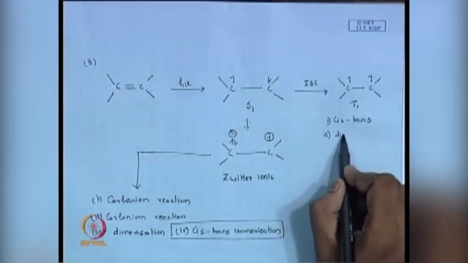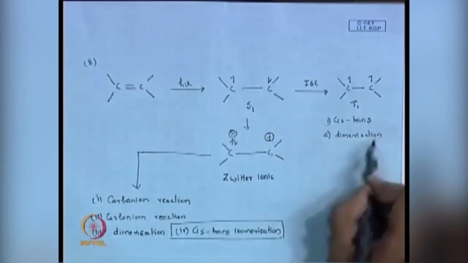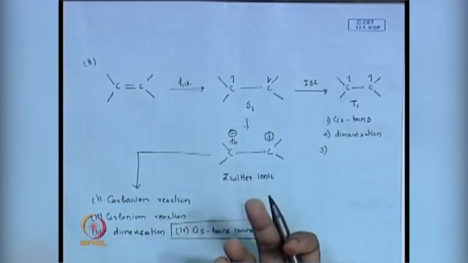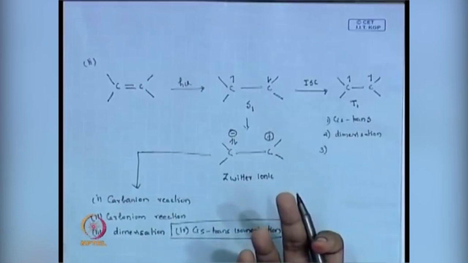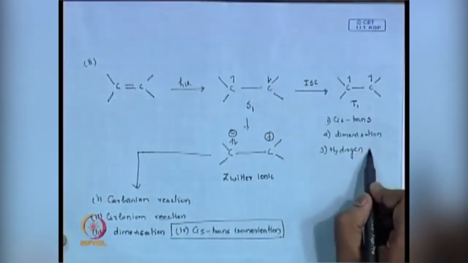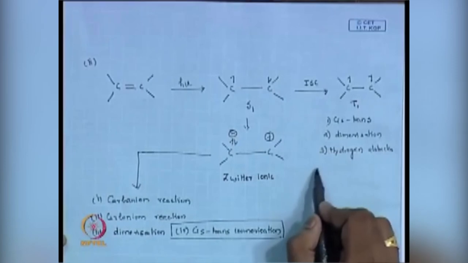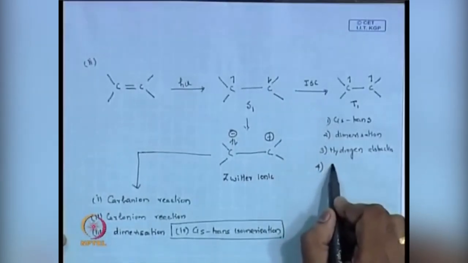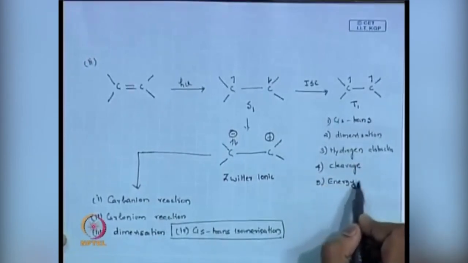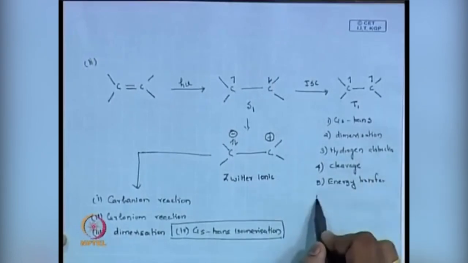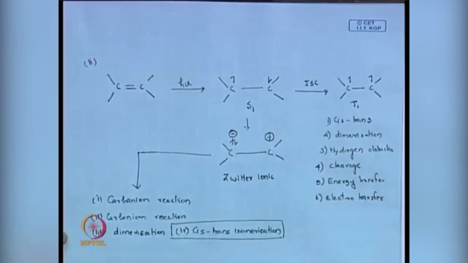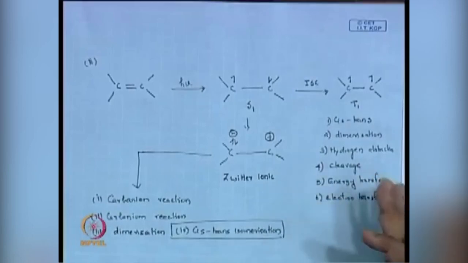It can undergo dimerization, right? That also you can see. And then you can see all your n pi star reactivity, right? Because it is again a radical, you can see all your n pi star reactivity. What are they? Hydrogen abstraction. You can look for hydrogen abstraction, cleavage, energy transfer, electron transfer, so you can see all this cluster of reactions happening.